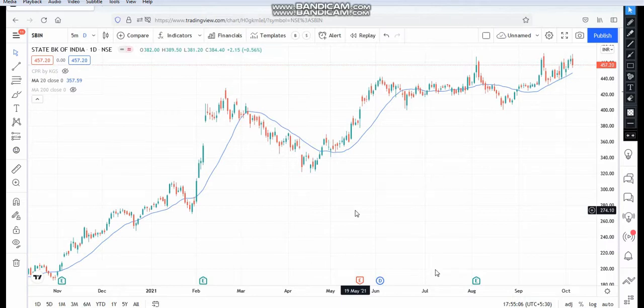So now we are going to see few charts and draw a triangle pattern. The first one is State Bank of India. See, this is State Bank of India one-day candle chart, and this is a period of almost February 2021.